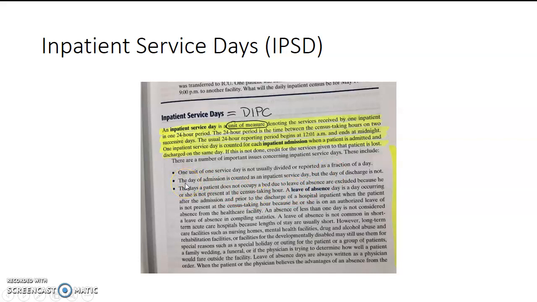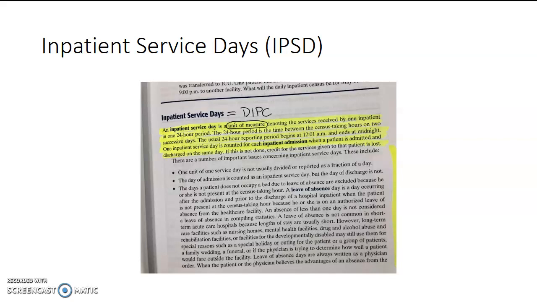Here's another rule that can be important later on down the road, so I want you to make sure you're taking a look at this. The day of admission is counted, but the day of discharge is not. So let's talk about that for a minute. Why would we count the day of admission and not the day of discharge? If you've never worked in a facility before, or you haven't been an inpatient in a facility before, that may be a little foreign to you. Like, well, why wouldn't we count that as a day?